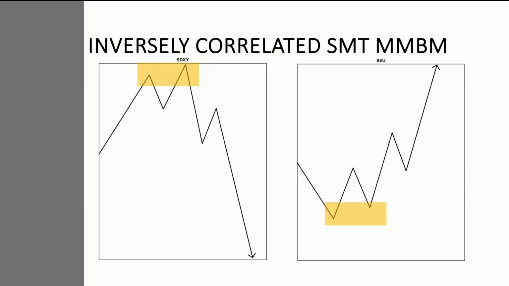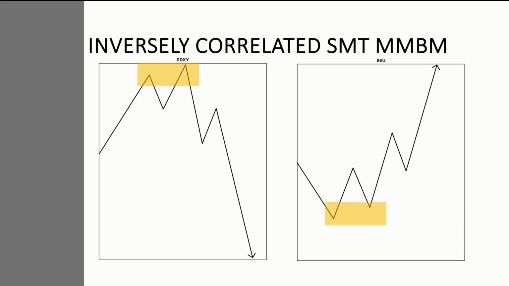If you are taking a look at inversely correlated assets for SMT within a market maker buy model, we can see the following. The market maker buy model is taking place on euro, so foreign currencies. And what we can see is that Dixie trades into its respective point of interest during a time of interest. And euro trades into its respective point of interest during its time of interest as well. Dixie does the opposite of euro.